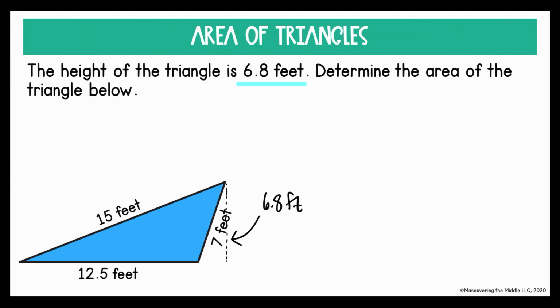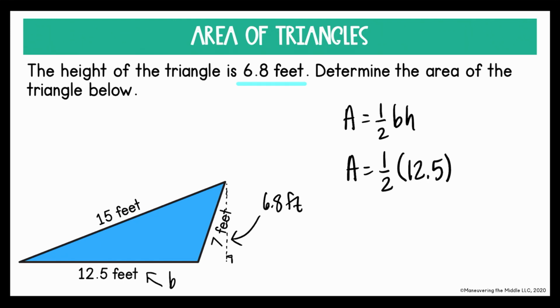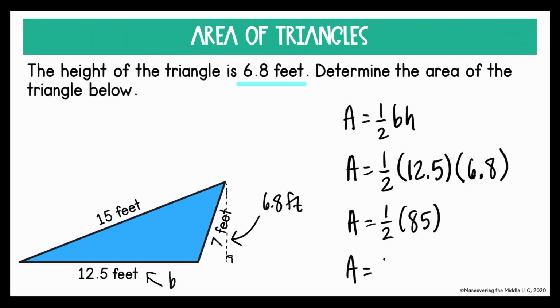And then I can see my base over here is going to be 12.5 because there's that 90-degree angle that they make. So from here, I'm going to write my formula. My base is 12.5. My height is 6 8/10. I'm going to do 12.5 times 6 8/10, and that's going to give me 85. I'm going to find half of that. So my area is going to be equal to 42.5 feet squared.